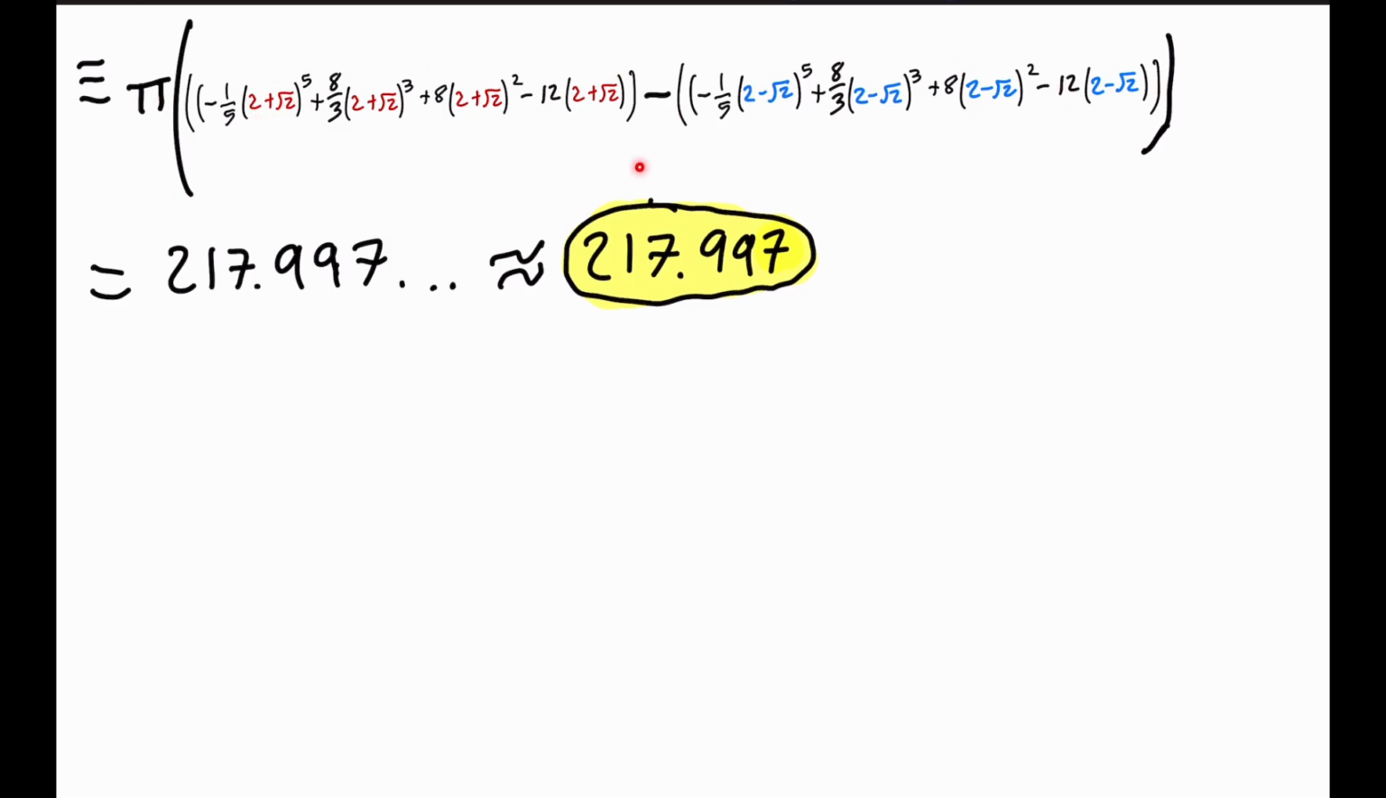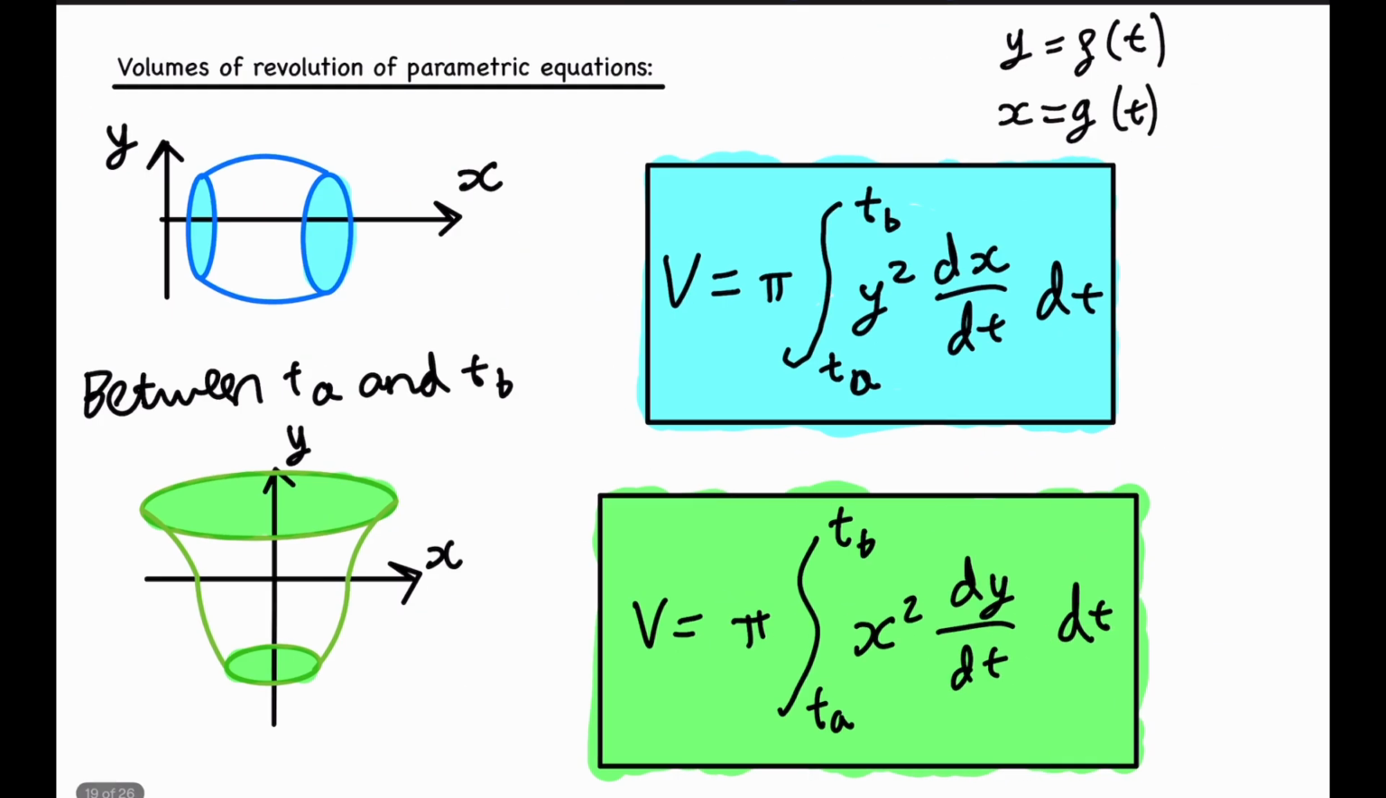And we'll get a final answer of 217.997, where I've rounded it, but it keeps going. This is enough accuracy for what we need. So now let's move on to volumes of revolution using parametric equations.